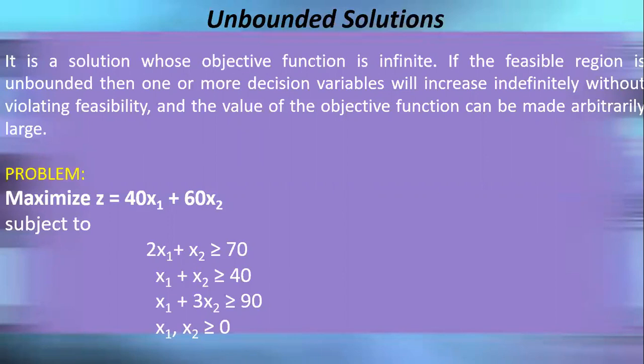To understand the unbounded solution, we'll take an example: maximize the objective function Z = 40x1 + 60x2, subject to three constraints: 2x1 + x2 ≥ 70, x1 + x2 ≥ 40, x1 + 3x2 ≥ 90, and the non-negativity constraint x1 and x2 ≥ 0.